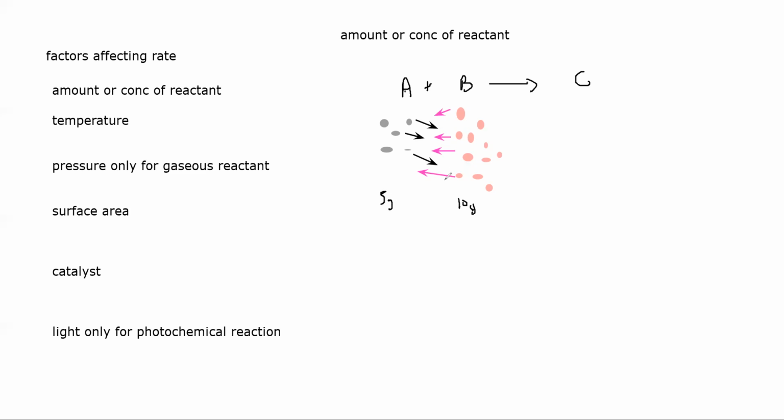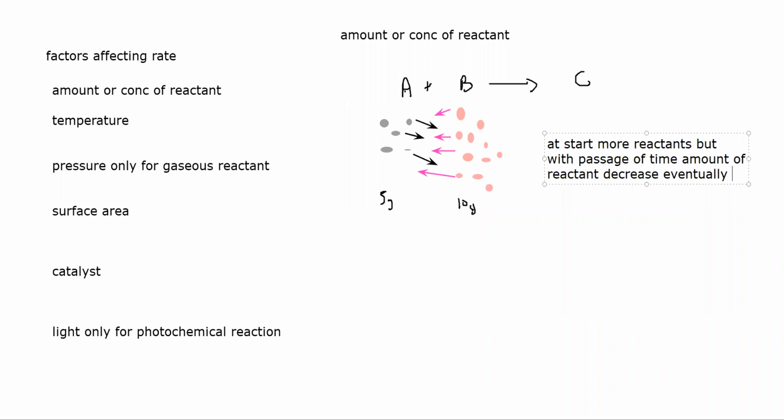Eventually, one of the reactants will be used up completely. So in the beginning, at the start, more reactants, but with passage of time, the amount of reactant decreases. Eventually, one of the reactants finishes first.